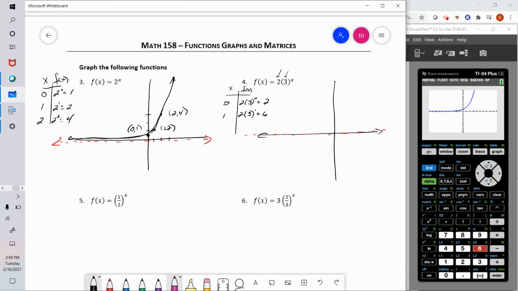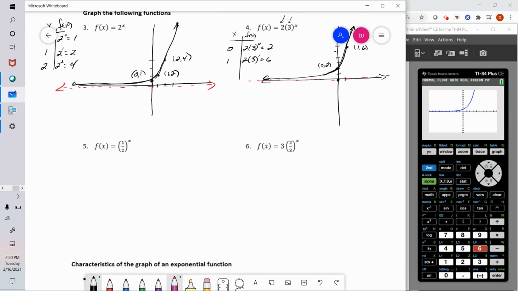So when x is 0, y is 2. It's not sufficient to just label that as 2, because the way that I know the graph is going through that point is by actually labeling the coordinates of the point, in this case (0, 2). And 1, 2, 3, 4, 5, 6. So that'd be (1, 6). That's the point (1, 6). And our graph is going to look like this. Okay? And so the graph is plotted.